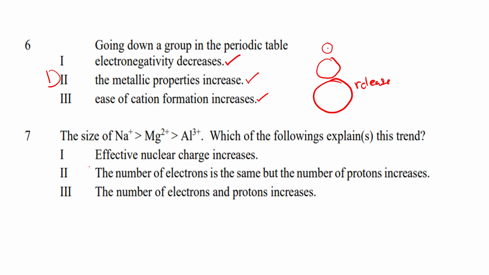The size of sodium is less than magnesium 2 plus and less than Al3 plus. Which of the following explains this trend? Effective nuclear charge increases. So this is true. Betul, because proton number increase, jadi effective nuclear charge increases. Then the number of electron is the same, but the proton increases. So true.